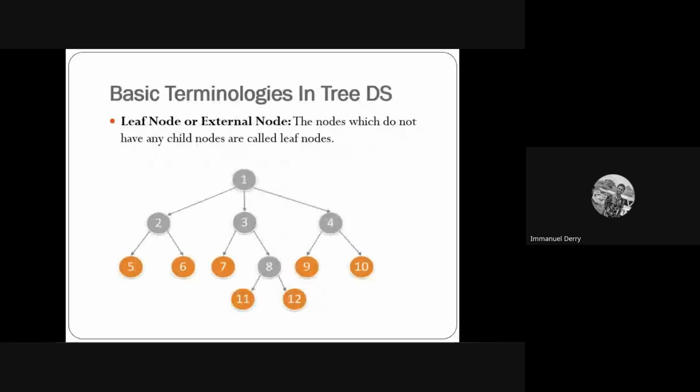All right, so let's talk about leaf node, or what we call the external node. Basically, leaf nodes happen to be any child node, the node which does not have any child nodes. So nodes which don't have a child node, we call them the leaf node.